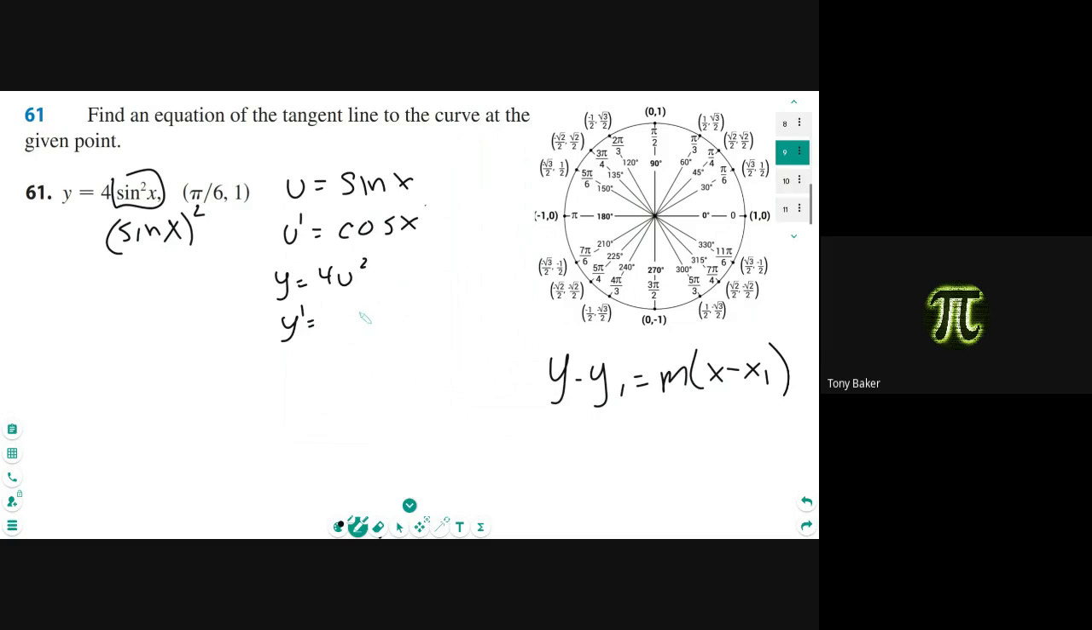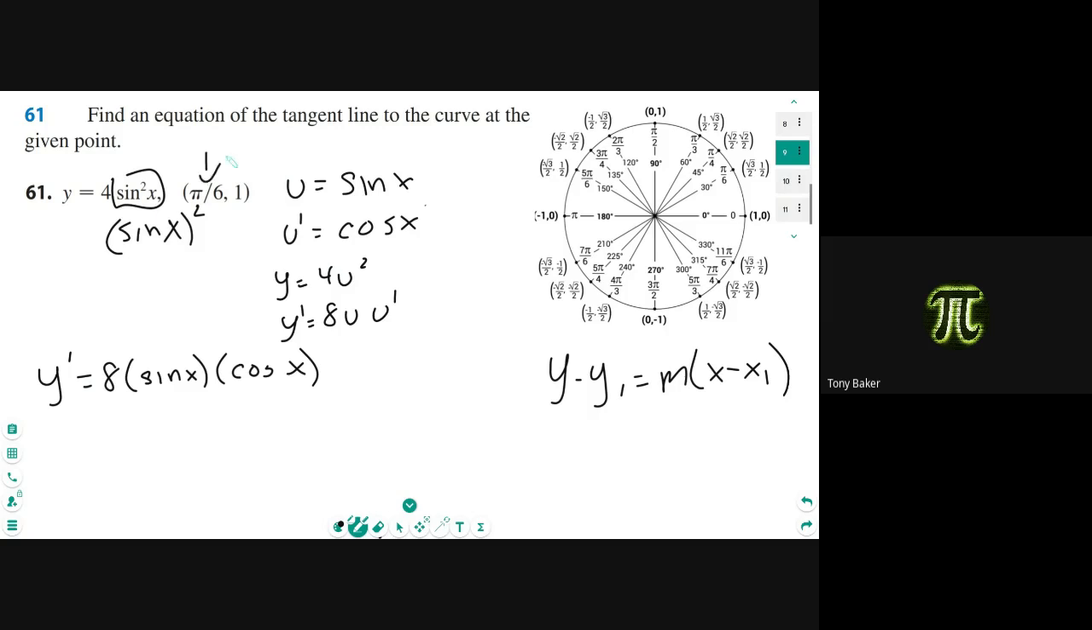So y prime is 8u u prime. Right? That's the chain rule. So y prime ends up being 8 times sine of x times cosine of x. So that's the chain rule. We're not done with the problem. That's the chain rule part.